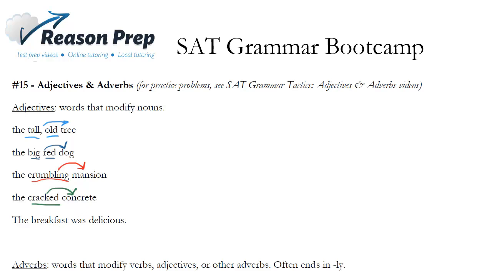The breakfast was delicious. Notice here's our noun. The adjective doesn't come right before it, it actually comes after it, and it's connected with this linking verb, which we'll talk more about later. So adjectives can also come after verbs like be and seems. All right, let's talk about adverbs.